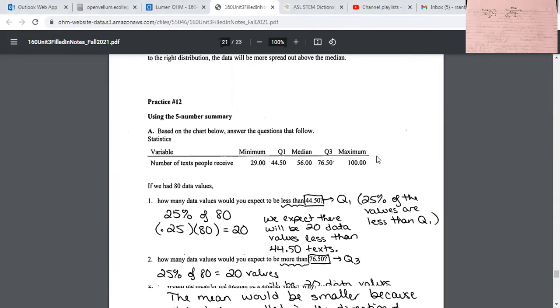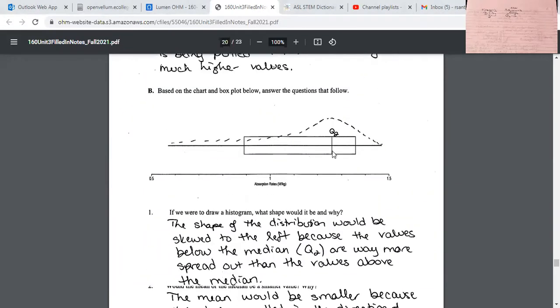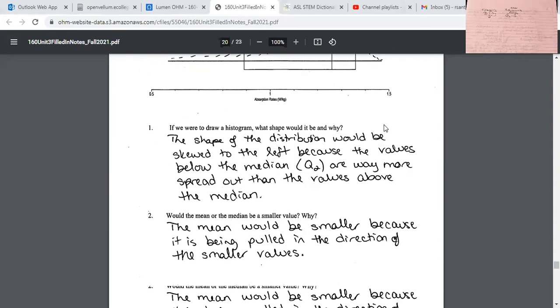Good. I have a question about that. And Q2 would be the mean? Q2 is the median, or the middle, right? Yes, exactly. Q2, your second quartile, is your median. Yeah, thank you. You're welcome.